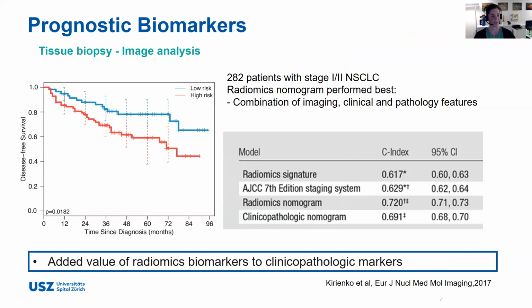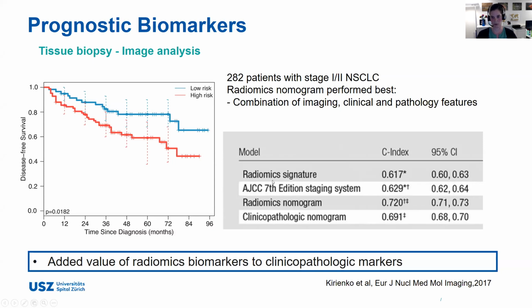Then let's look at prognostic biomarkers. So how good is the imaging performing in making a prediction on the survival of the patient? This is an analysis where they compared the prediction performance of only radiomics to staging to a radiomics nomogram. The word is a bit misleading because this radiomics nomogram is a combination of imaging biomarkers, clinical biomarkers, and also pathology features. And then a nomogram only with clinical and pathology features.